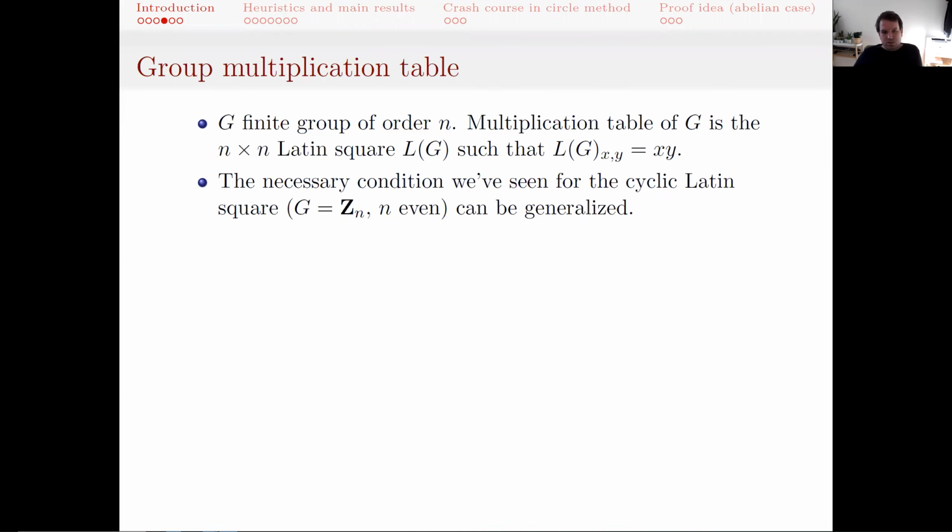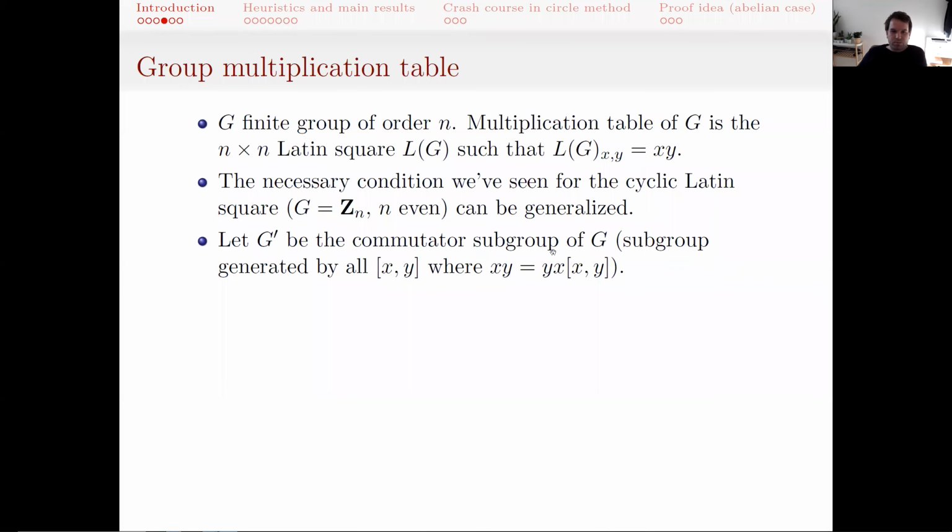And now this necessary condition that I showed you, that the sum of all the values in your group needs to be equal to 0, it can actually be generalized. So for any group G, we define G prime to be the usual commutator group. So for people who are not too familiar with group theory, this is just the subgroup generated by all the commutators, where a commutator is basically the element of G that you get as an extra if you try to swap the order of multiplication of your elements.